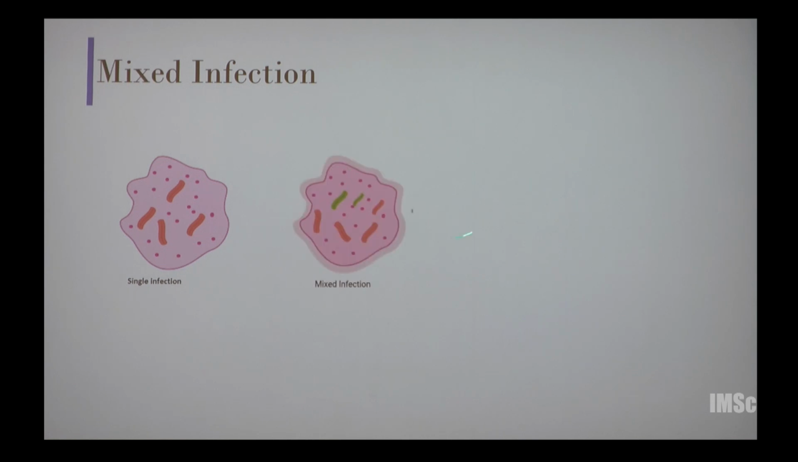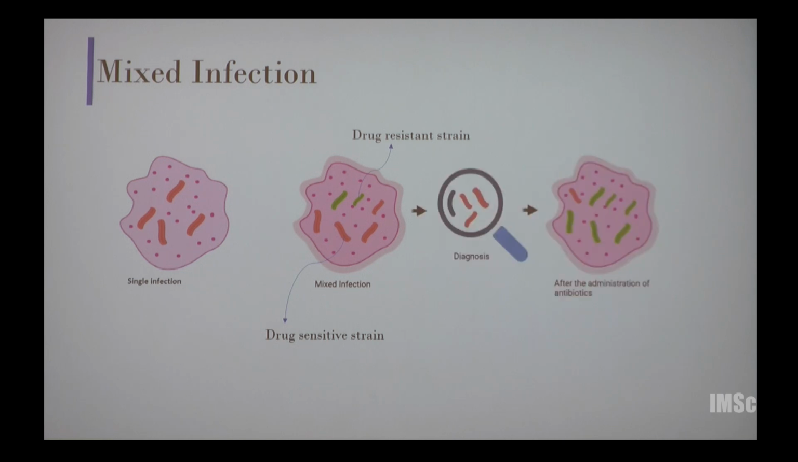Consider this case in which a person is infected with two strains of TB bacteria. Let's assume that the green strains are drug resistant, whereas the red strains are drug sensitive. During detection, we may miss the presence of the green strains as they are present in very low numbers, and the person will be administered some antibiotic to kill the red strains. Things get worse when the green strains are resistant to that particular antibiotic. After the administration of antibiotics, the number of red strains reduces, whereas the number of green strains increases, resulting in treatment failure.